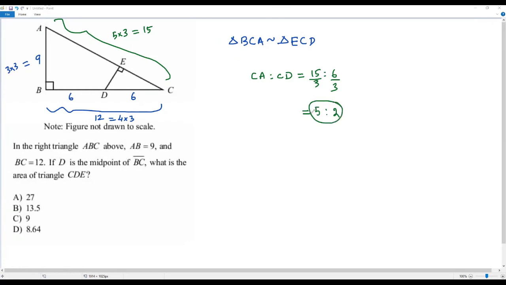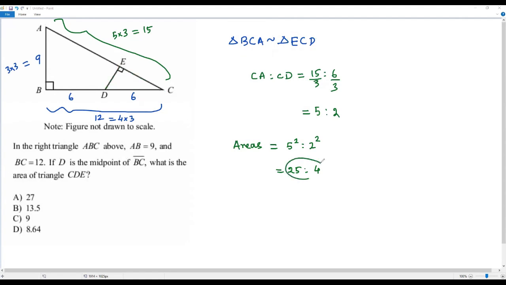From this ratio, we'll be able to get the ratio of the areas of these two similar triangles. Okay, now let me write the stuff over here. That is, to get the ratio of the areas of these two similar triangles, we have to square the terms of the ratio over here. That is 5 square to 2 square. Then I'm getting 25 to 4. So the ratio of the areas of these two similar triangles is 25 to 4, and this 25 is corresponding to the area of the bigger right triangle BCA or ABC, and this 4 is corresponding to the area of the smaller right triangle ECD or CDE over here.